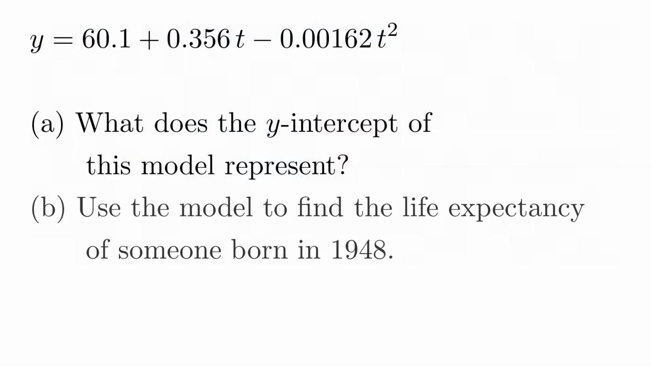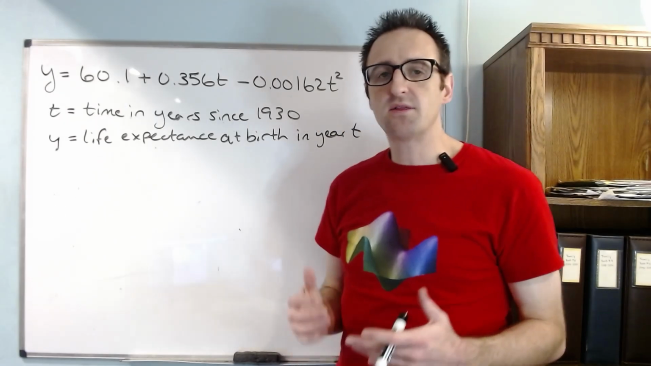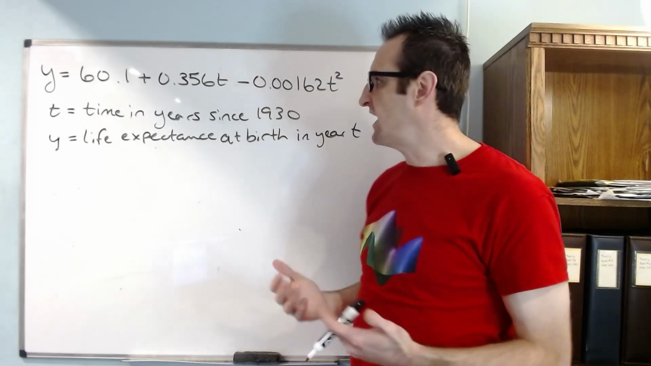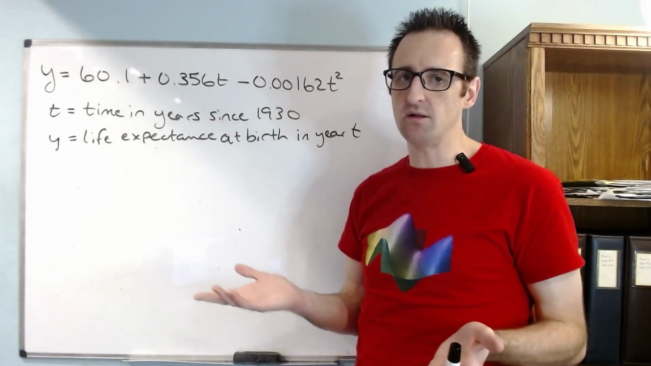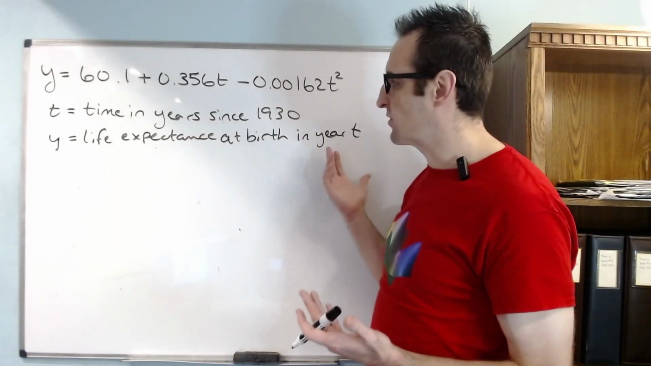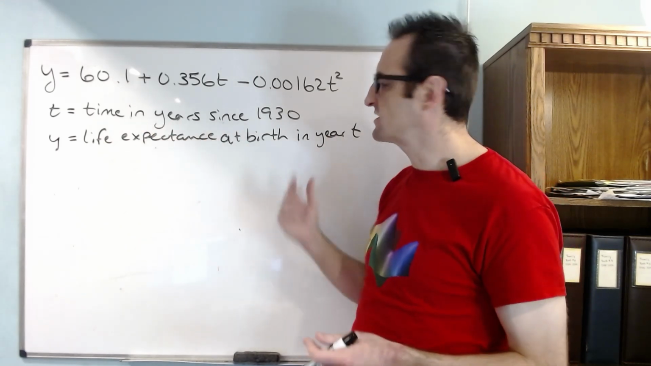The next question is to determine the life expectancy in 1948. Well, the life expectancy in 1948, since it's not given in the table, the only way we can get it is to approximate it with the model. Y here is the life expectancy at birth in year t. T is the time in years since 1930.